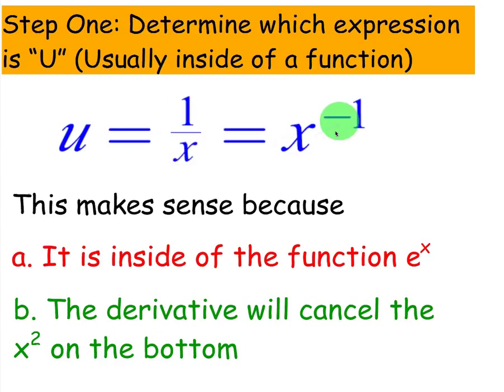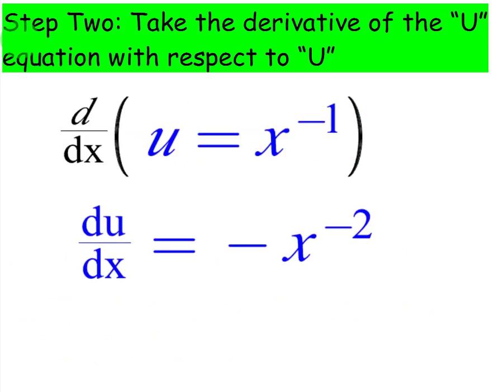If I take the derivative of that, we will convert that to x to the negative 1, same as 1 over x. That way, when we take the derivative, d dx of the expression, we get du dx equals negative x to the negative 2. That is achieved using the power rule. And again, that's step 2, which is taking the derivative of u.